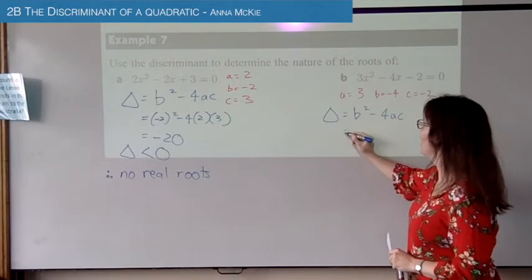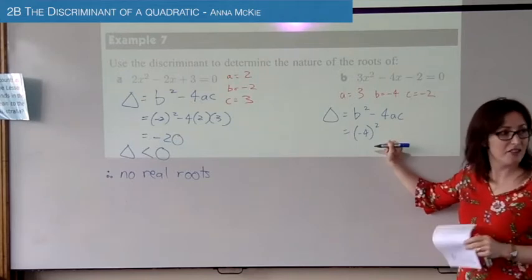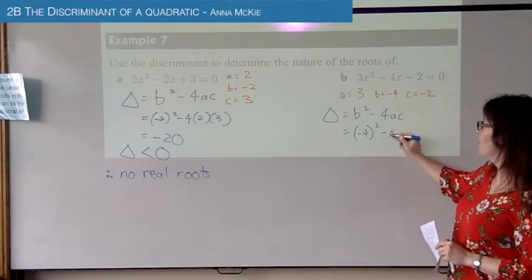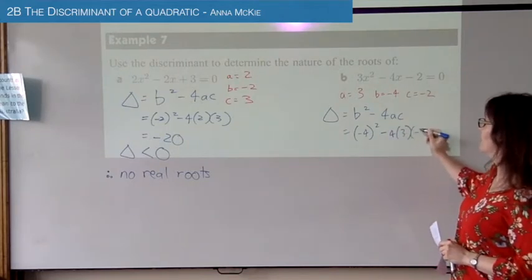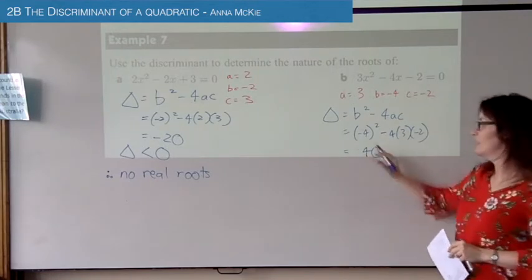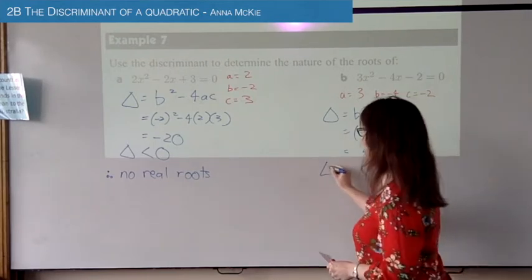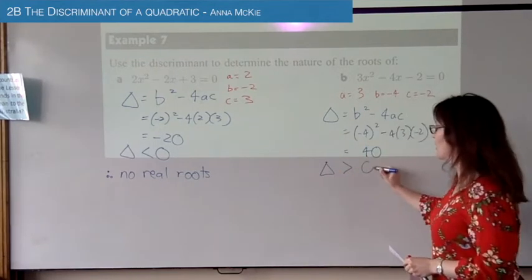So you know that off by heart. B squared, very handy to have the brackets there to make sure you counteract that negative. Otherwise you'll get the wrong answer. That comes out to be 40. And is that number positive, negative, or 0? Positive. So you say the discriminant is greater than 0.